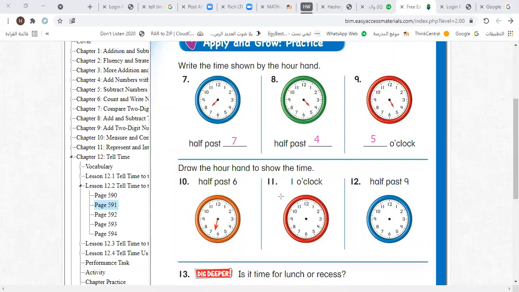Now let's answer the next question. Who can say in number 11 where is the hour hand? The hour hand points to number what? Let's find who can answer the question.